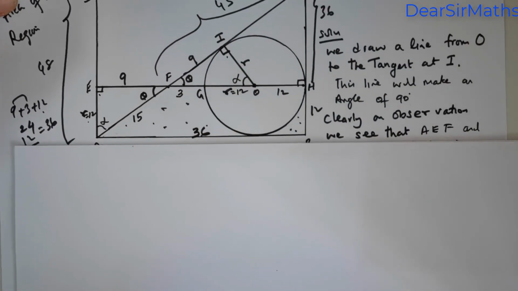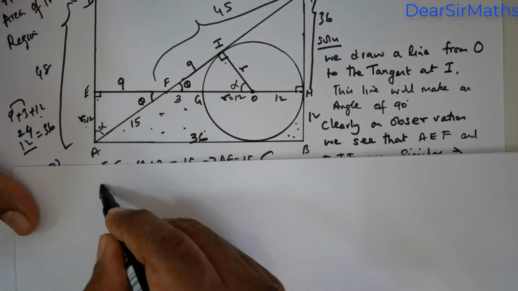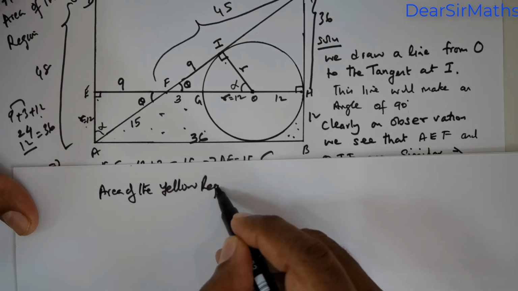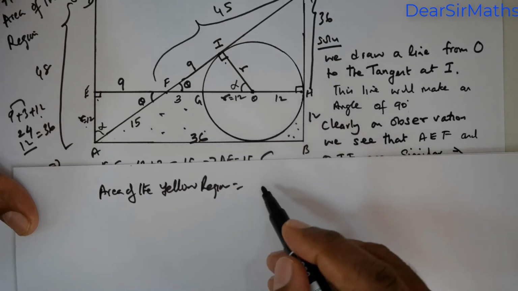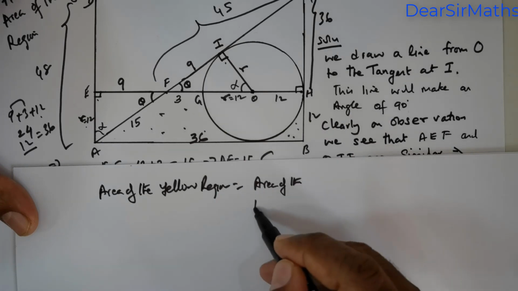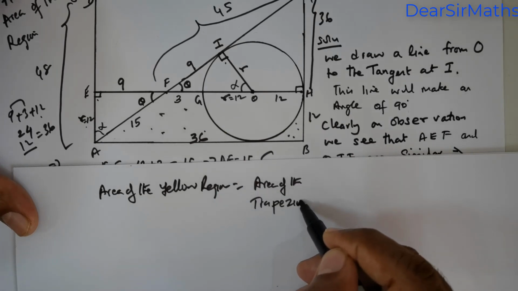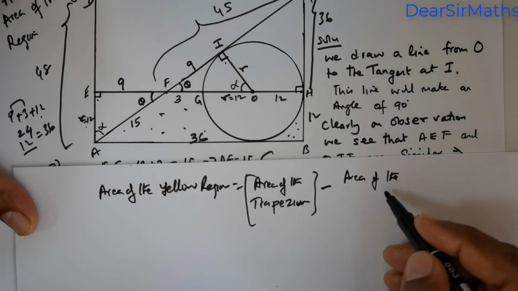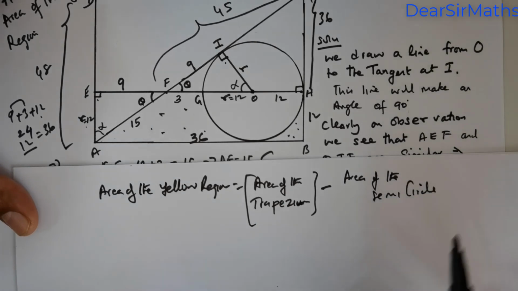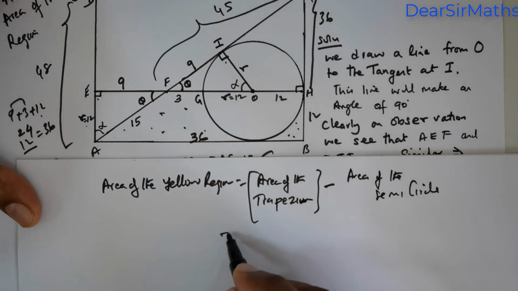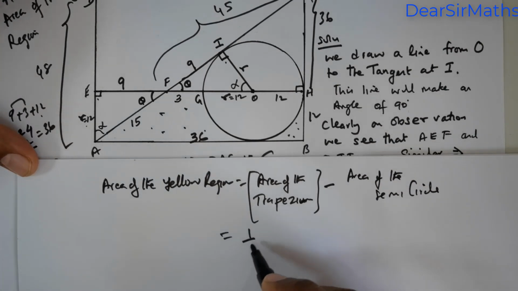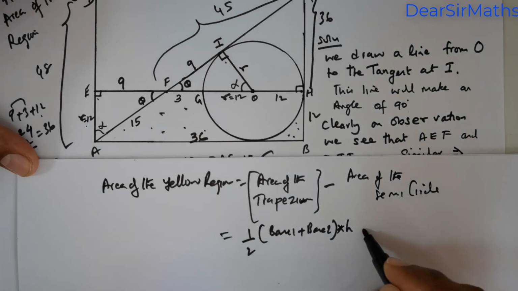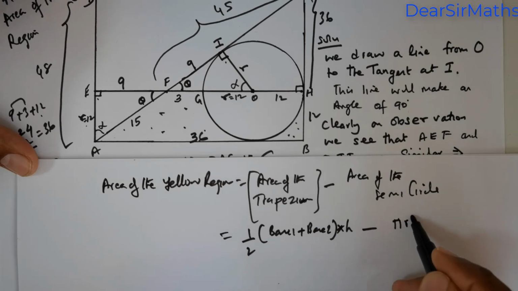So I want the area of the shaded region, the yellow region. So what is the area of the yellow region? That is going to be the area of the trapezoid or trapezium, subtract the area of the semicircle, right? So what is the area of the trapezium? Area of the trapezium is half times base 1 plus base 2 multiplied with height, and area of the semicircle is pi r square divided by 2.